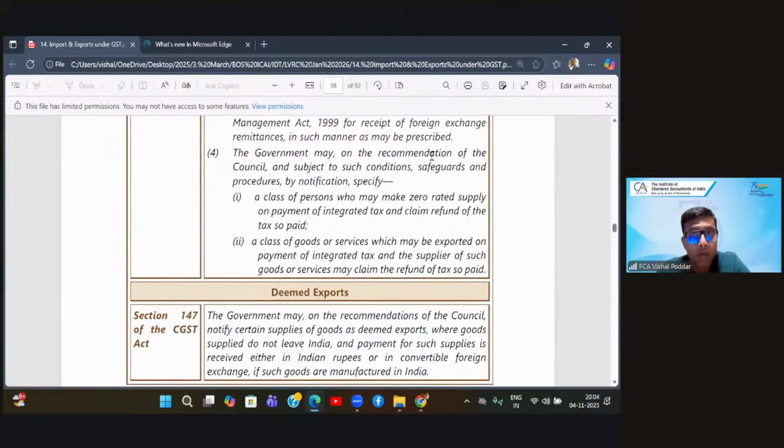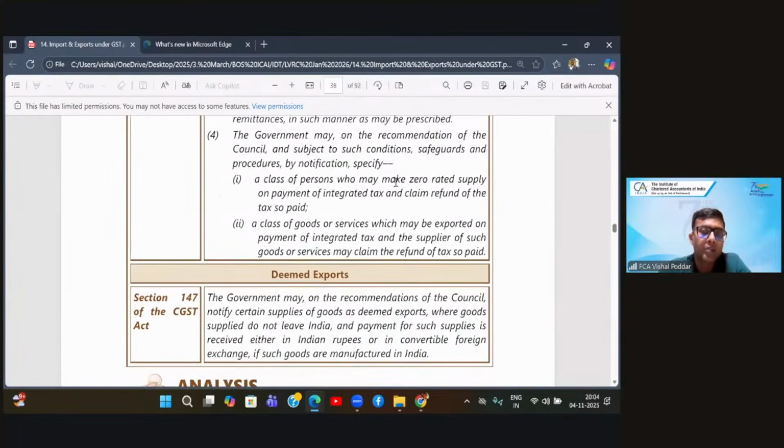Further, the government may, on the recommendation of the Council, subject to such conditions, safeguards or procedures, specify the class of persons who may make zero rated supply on payment of IGST and claim refund, and the class of goods or service which may be exported on payment of IGST.